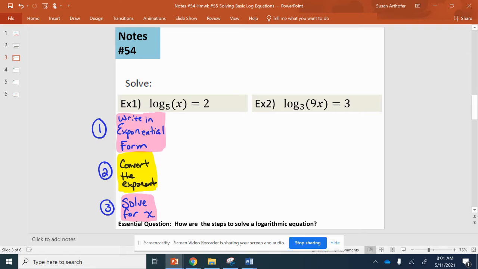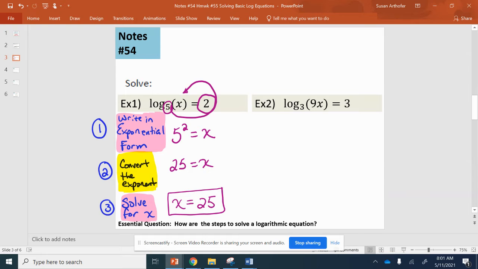Okay, so we're going to do step number 1, write in exponential form. So we're going to loop it. 5 to the second equals x. Then we're just going to convert the exponent. Well, 5 to the second is 25. And then solve for x. We're just going to write it the proper way from how we read it. There you go. So the answer is x is equal to 25.